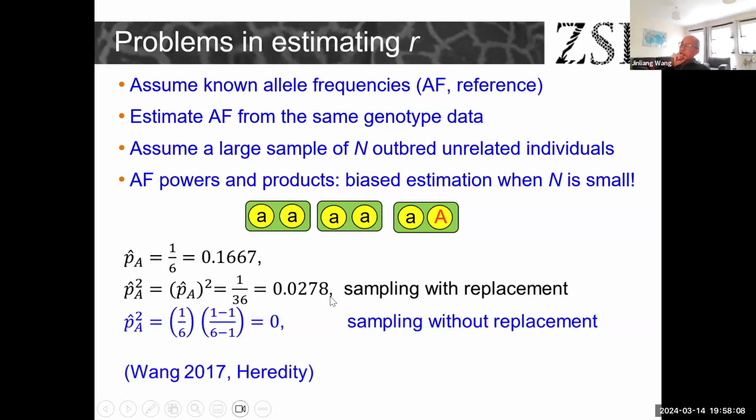And I showed this in my paper published in Heredity, that when you use the original estimate of powers of allele frequencies in relatedness estimates, you get a highly biased estimate when the sample size is small. Only when you use the second formula, that is sampling without replacement, you get unbiased estimates of powers of allele frequencies, and you get nearly unbiased estimates of relatedness.